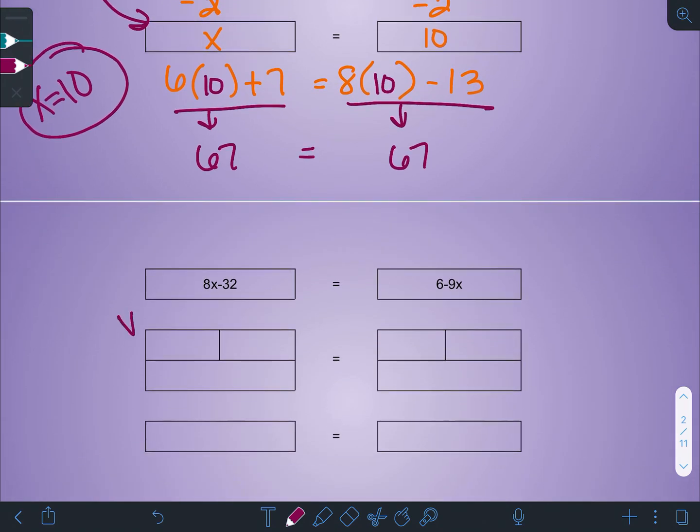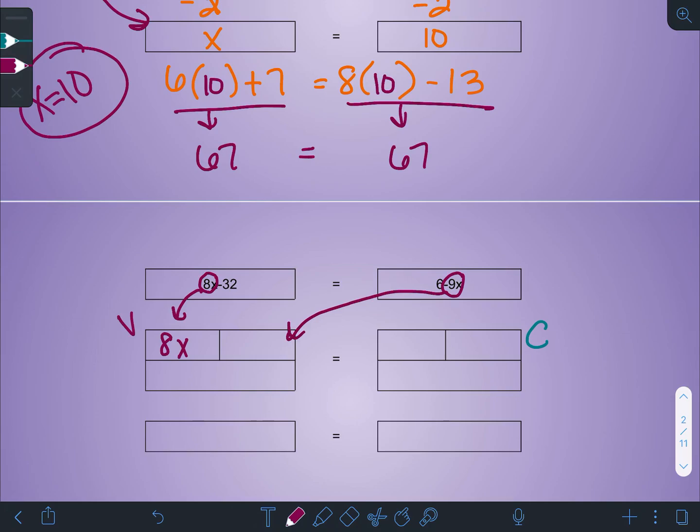So again, I have variables on one side and constants on the other. So I have an 8x that I'm just going to drop down because it's staying on the left-hand side. And then I have this negative 9x that I am bringing to the other side. So if I'm bringing a negative 9x to the opposite side, I've got to take the opposite of it.